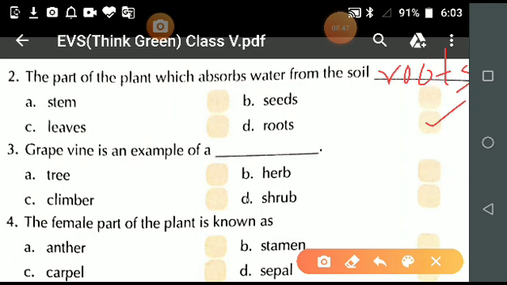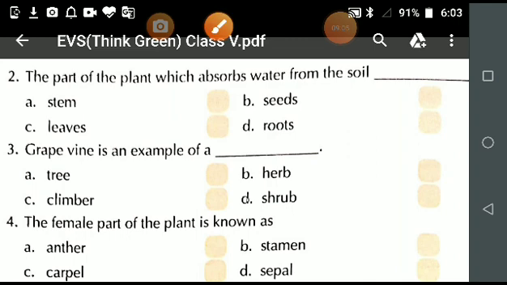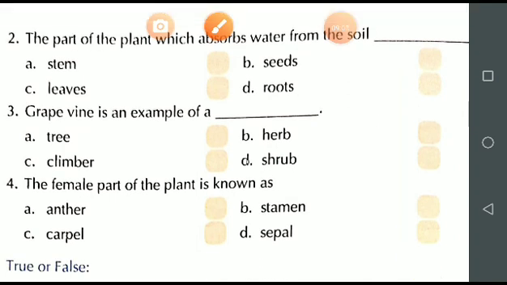Question number 3. Grapevine is an example of a dash. So student, when I explained the classification of plants, we studied plants in different categories: herbs, climbers, creepers, shrubs and trees.